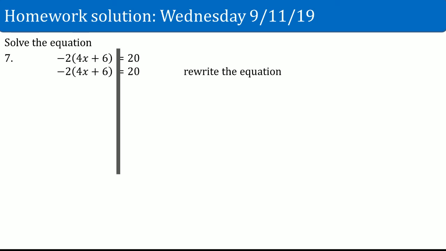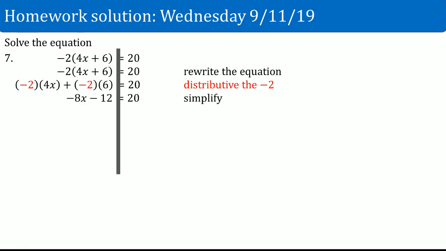We have to get rid of the parentheses by distributing the out term here. The term that is out in front is your negative 2, so that is what you're going to distribute by. Your negative 2 is going to be multiplied to 4x, and the negative 2 is going to be multiplied to the 6. Negative 2 times 4x is negative 8x. Negative 2 times 6 is negative 12. Bring the equal sign down. The right-hand side is 20.